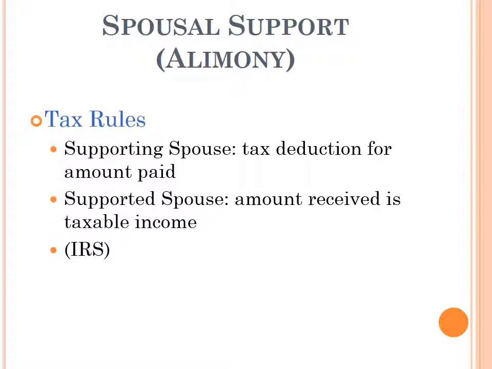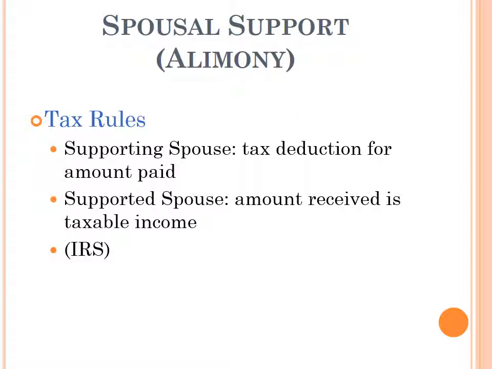Tax rules. The supporting spouse will get a tax deduction for the amount paid. The supported spouse, on the other hand, is going to use that amount received as taxable income. And so this could have an extreme effect on how taxes are reported between the spouses.